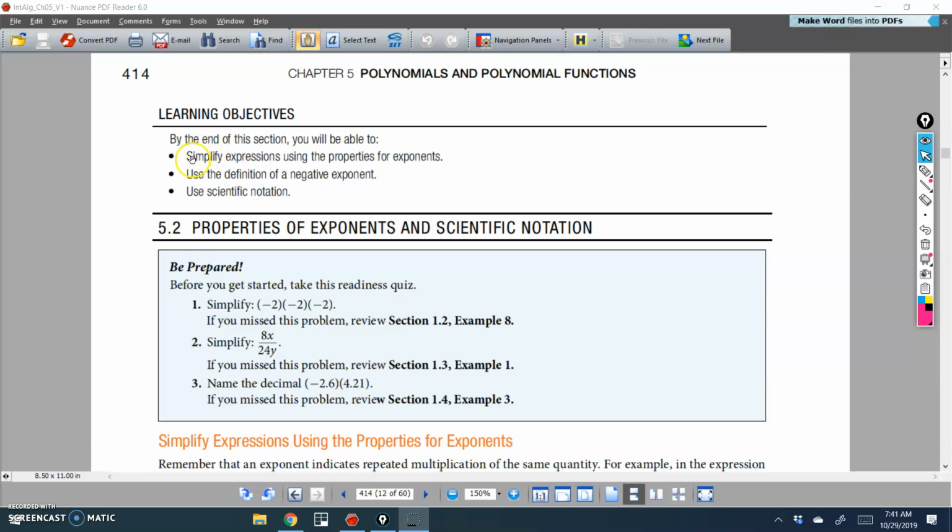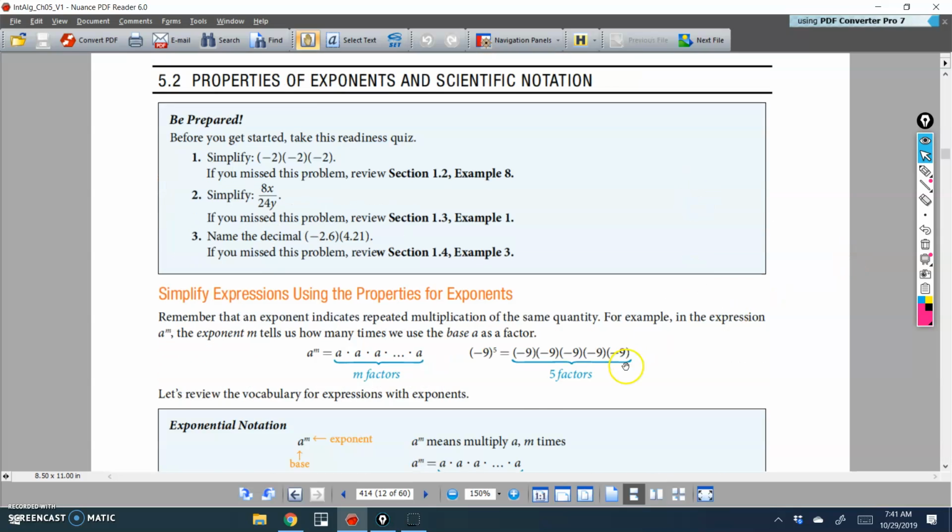By the end of this video, we're going to simplify expressions using properties for exponents, use the definition of a negative exponent, and in the next video we'll get into scientific notation. We won't do that here today.